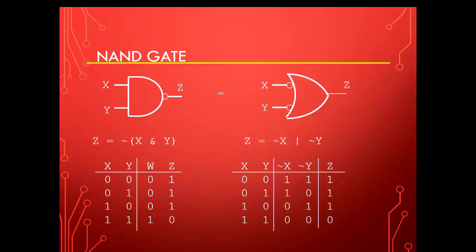Here's a NAND gate again. If you want to convert this NAND gate using the bubble logic to an OR gate, you basically add bubbles to x and y, and then you remove the bubble over here. And here they tried different combinations for x and y, just to prove that z was the same in both cases. If you look at z, it was 1110 here, and also 1110. So this just proves that this logic circuit is equivalent to this circuit right here.